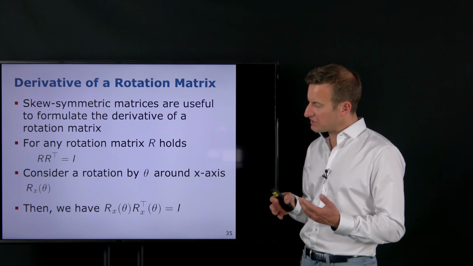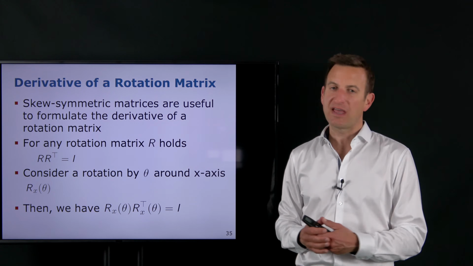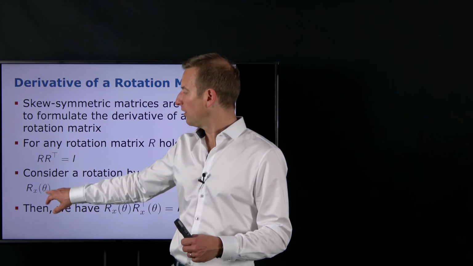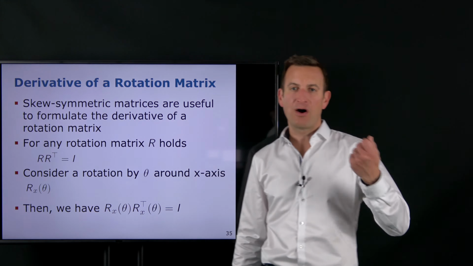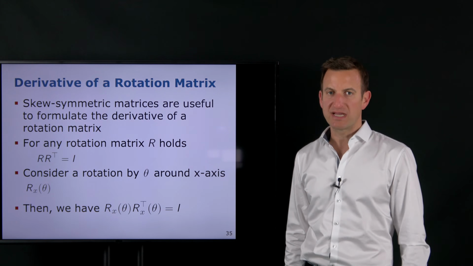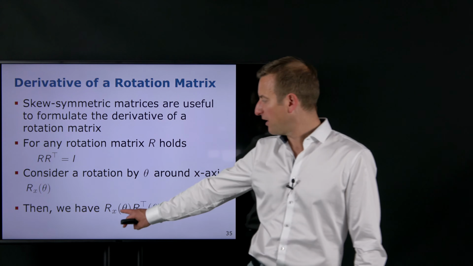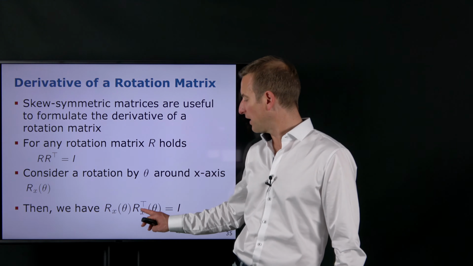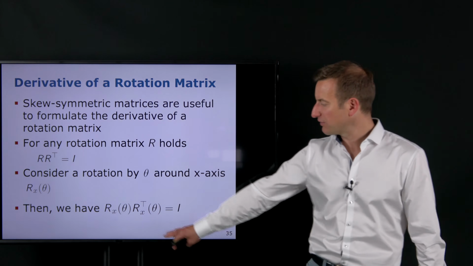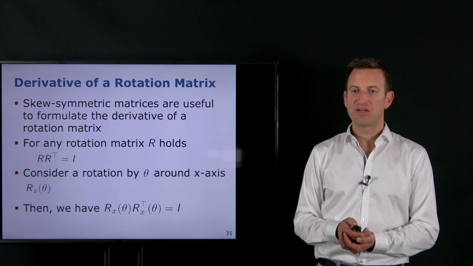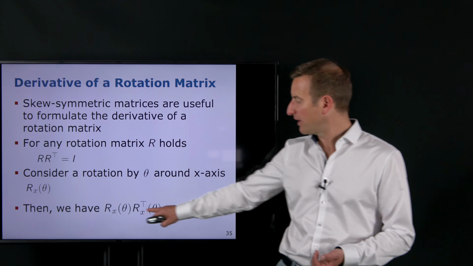So consider now, as just an example, we have a rotation by a parameter theta around the x-axis, a rotation matrix. And I'm writing this as Rx of theta. So this specifies the axis of rotation, and this tells me by how many degrees or radians I'm actually rotating around the x-axis in this case. So just from the definition, we have Rx of theta times Rx transposed of theta must be the identity matrix, because this holds for any rotation matrix, and this is clearly a rotation matrix. Okay, so let's start with this equation over here.